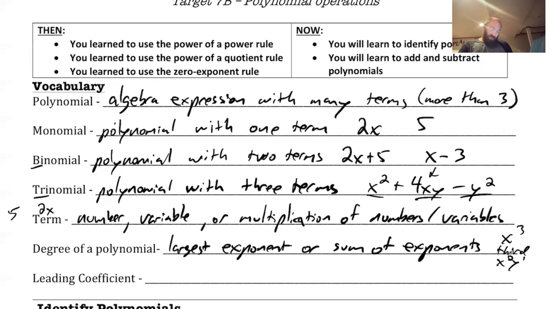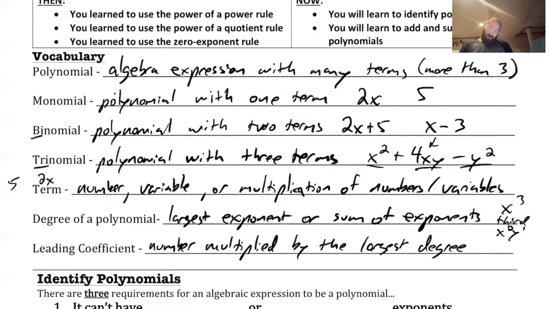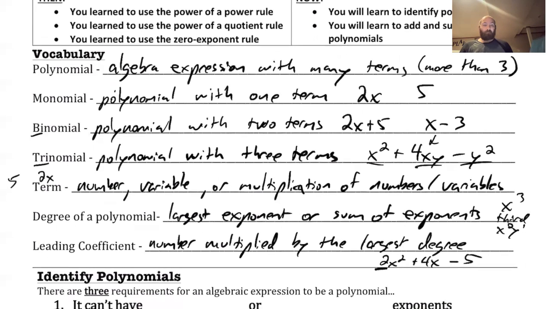Leading coefficient is the number that is multiplied by the largest degree. So for example, if I did 2x squared plus 4x minus 5, 2 would be my leading coefficient because it's with the x squared. That's the largest degree or largest exponent in my polynomial.